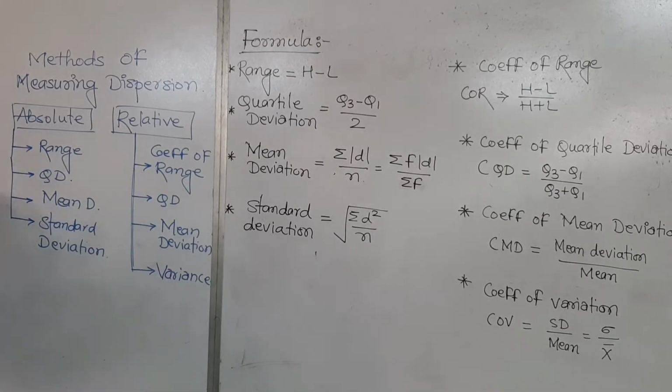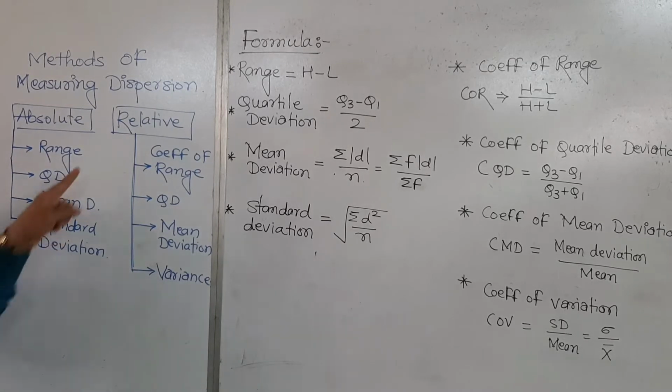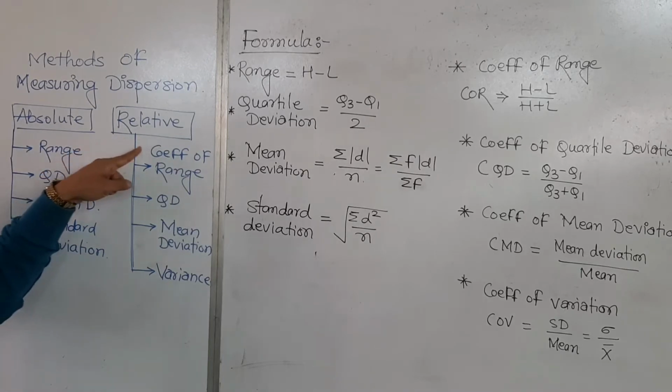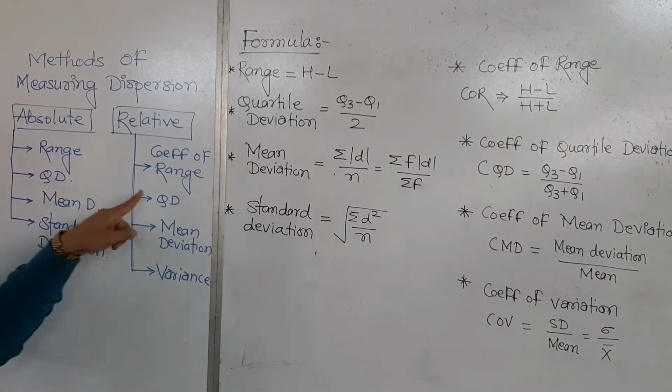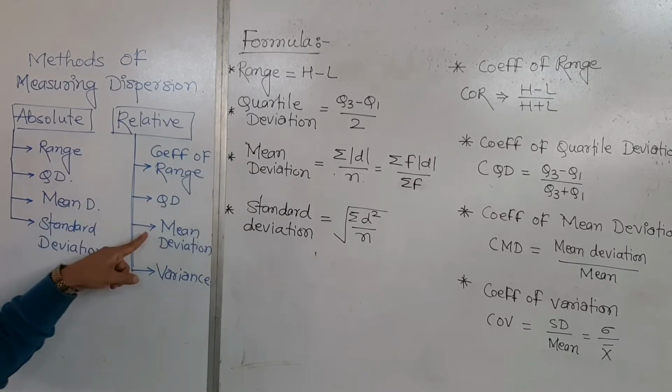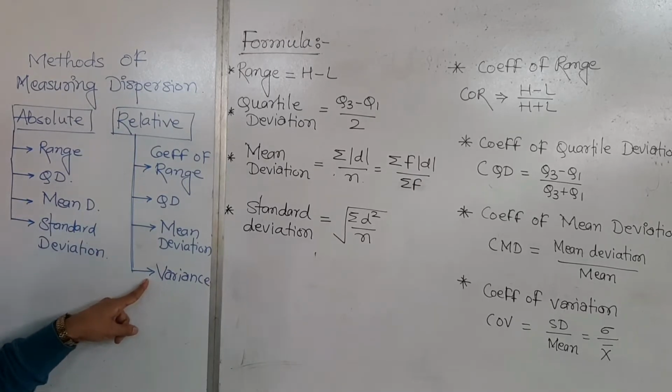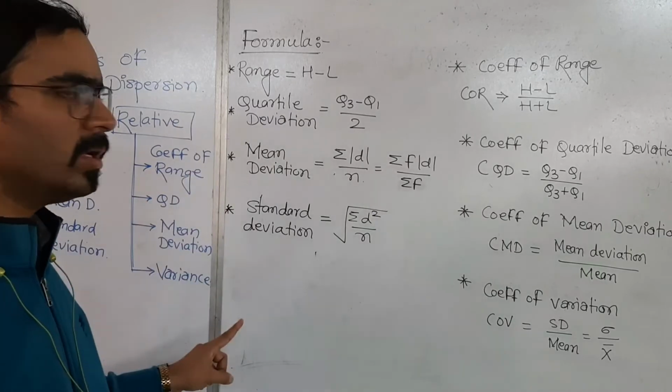In the absolute method, we are going to calculate the range, quartile deviation, mean deviation and standard deviation. And in the relative measurement of dispersion, we are going to calculate the coefficient of range, coefficient of quartile deviation, coefficient of mean deviation and coefficient of variation. I have provided the formulas of it.